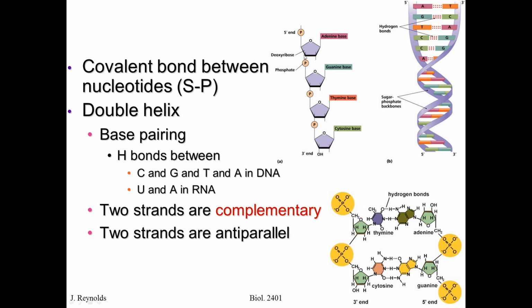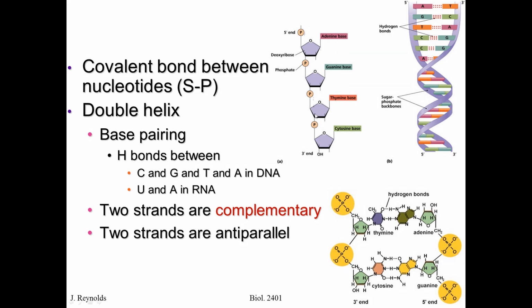Between the nucleotides, you've got a covalent bond here between the carbon and the phosphate group. And the second nucleotide here, between this carbon and the phosphate group of the third nucleotide. So everything you see here is covalent bond. And between S and P means sugar and phosphate. So you got 4 nucleotides here.